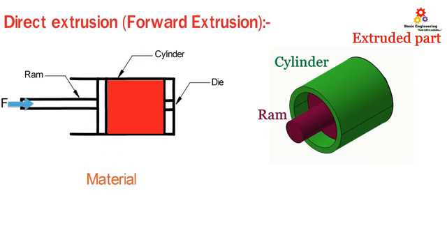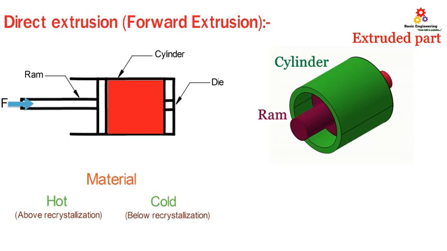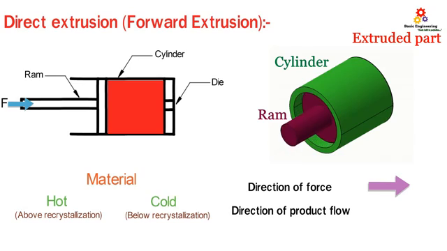The material which is to be extruded may be hot or cold. In case of hot material, it is heated above its recrystallization temperature, or it is heated up to 50 to 75% of its melting point. In the cold extrusion process, the temperature of the material will be nearly room temperature, or in some cases it can be heated to below its recrystallization temperature. In the forward extrusion or direct extrusion process, the product flows in the same direction that the force is applied by the ram.